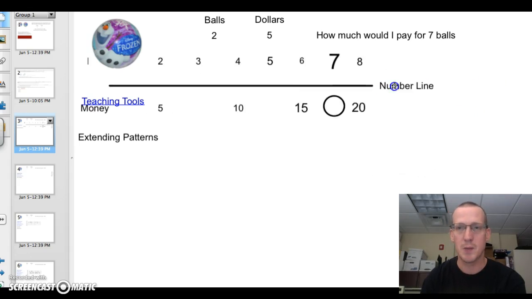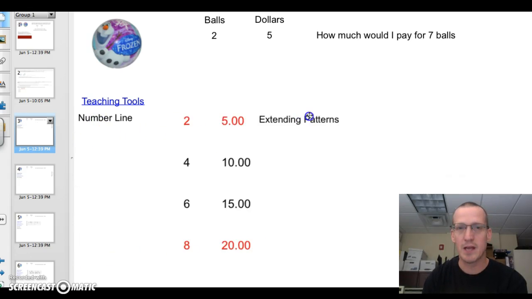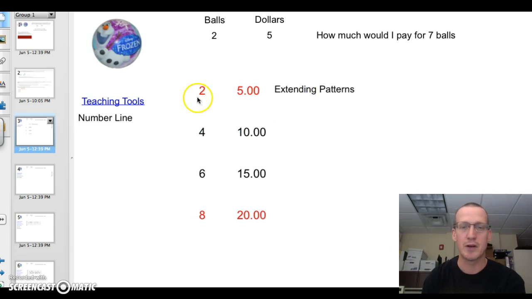And it's one of those things that we really want to be doing with kids as we're teaching and extending the pattern. Can we extend that pattern now? So here is that 2, 4, 6, 8. Can we ask the kids, okay, well, if 2 balls cost $5, how much would 1 ball cost? Would they have enough to figure that out?